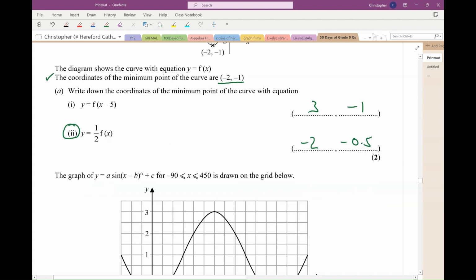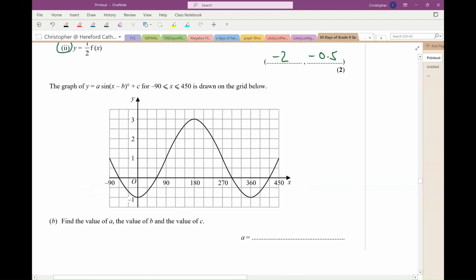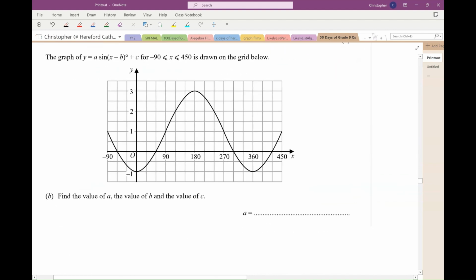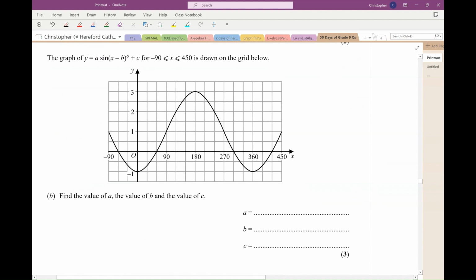Okay, let's have a look at this question here. The graph of y equals a sine x minus b plus c. Right, so look at this. I've got a stretch there, I've got a movement up or down, and I've got a movement along. Okay, great. Let's have a think. Find the value of a, b, and c. Right, well, let's just have a think about the original y equals sine x.